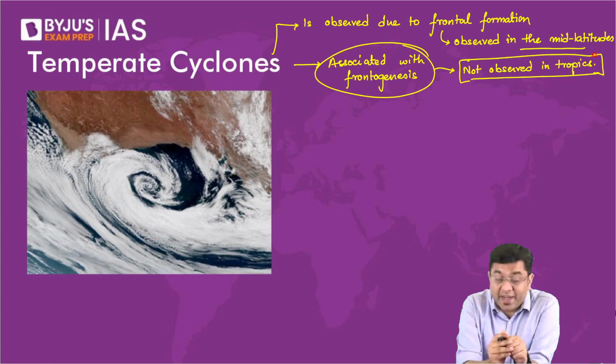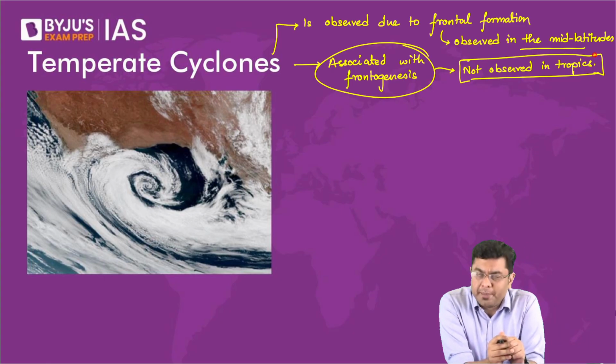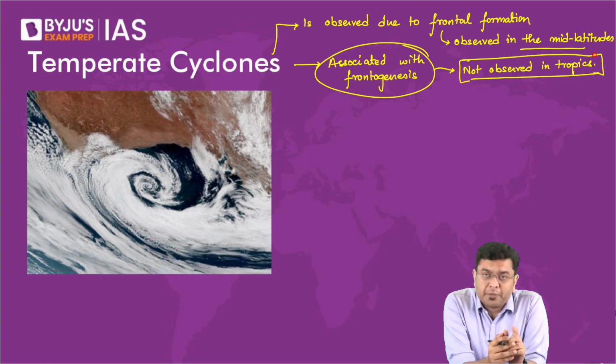India, however, gets impacted by a form of temperate cyclone which develops over the Mediterranean. We will study this in the next couple of modules, and that is what we experience as a Western disturbance. But this is not primarily formed in India. Now, this is associated with frontogenesis. Now, frontogenesis is going to happen.